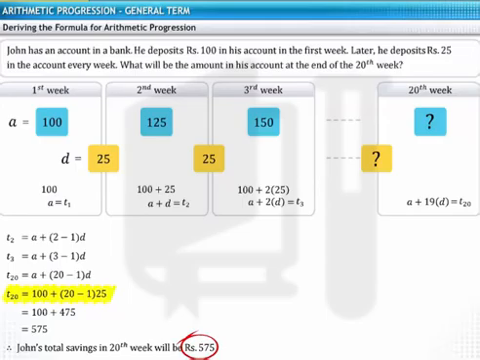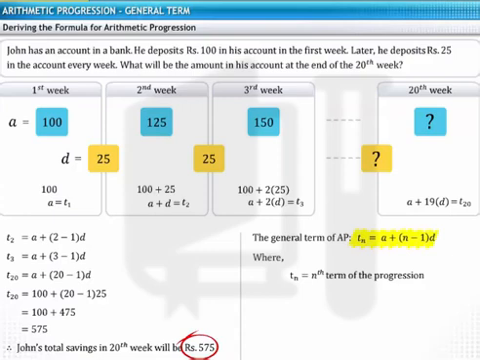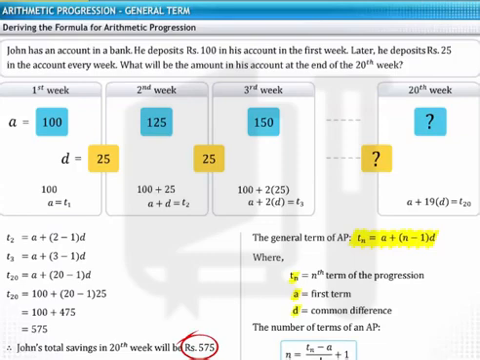If you substitute 20 with n in the above calculation, you will get a general formula for calculating the nth term of an AP. Thus, Tn equals A plus n minus 1 multiplied by D, where Tn equals last term of the progression, A equals first term, D equals common difference. The number of terms of an arithmetic progression whose A, D, and Tn are given is n equals Tn minus A divided by D, plus 1.